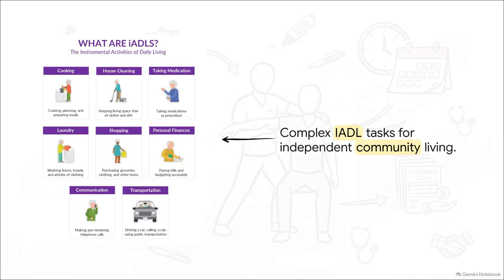Now, let's shift gears to the instrumental activities, the IADLs. These include things like cooking and house cleaning, managing medication and finances, doing laundry and shopping, and handling communication and transit. These are the intricate tasks required to function independently in society. An inability to perform these complex tasks also establishes a vital medical necessity for rehabilitation. For instance, if a severe wrist injury prevents a patient from cooking meals, paying bills, or driving to work, that functional deficit is exactly what needs to be highlighted in the evaluation to justify therapy to the payer.